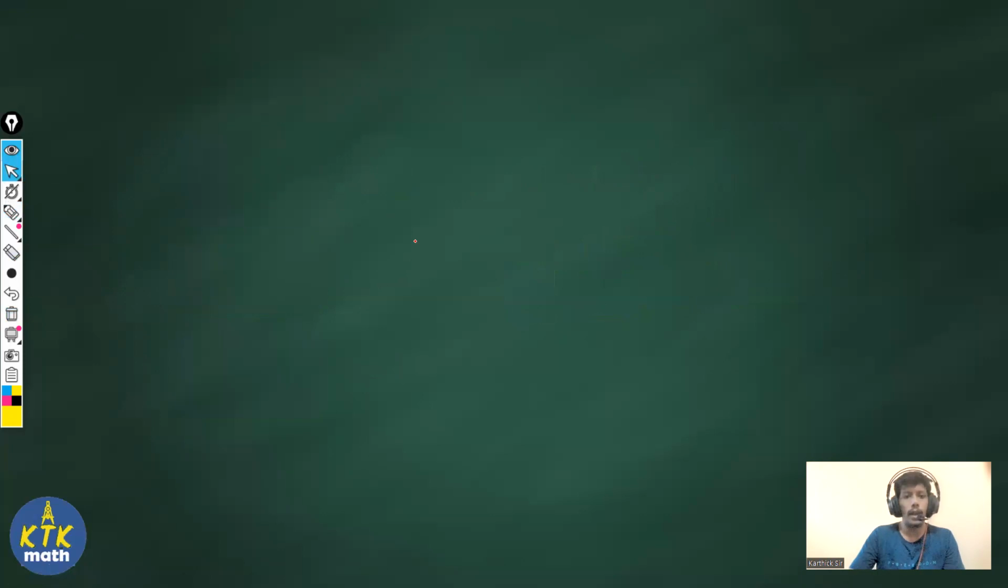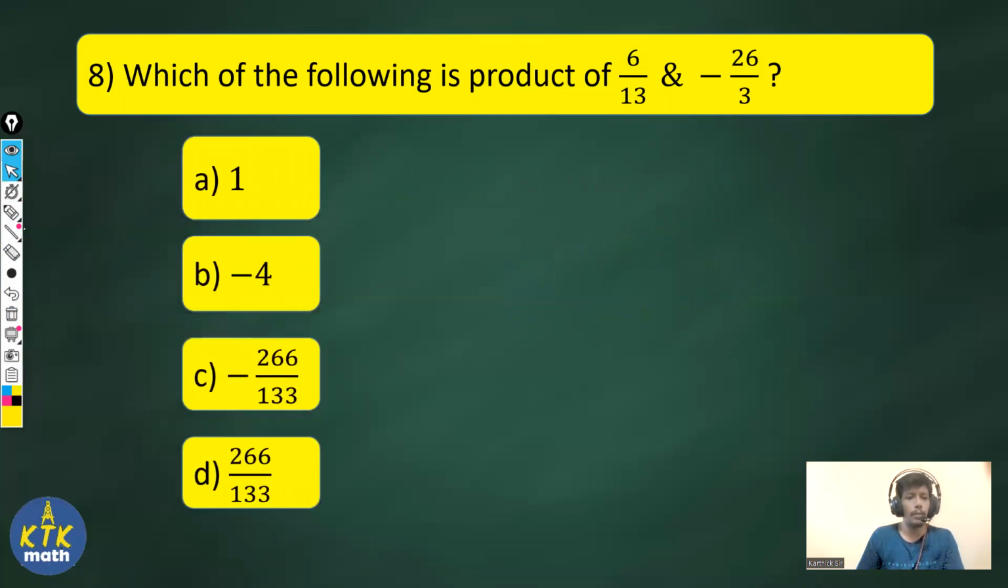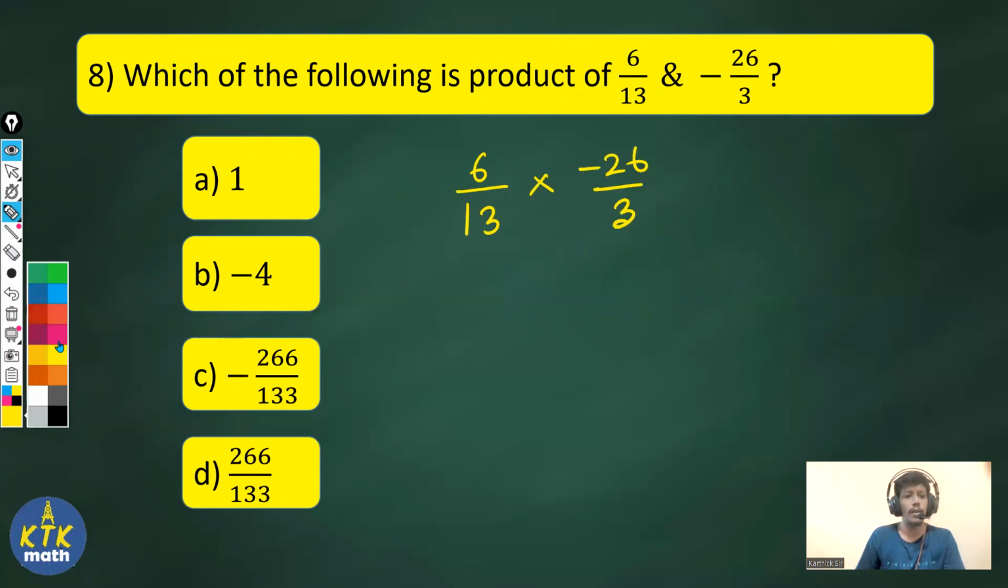Okay, now question number 8. We have a few more. Just continue watching. Which of the following is the product of these two? So we need to multiply them. So just write down. We need to multiply here. So 6 over 13 times negative 26 over 3. Try to do the cancellations and find the answer by yourself if possible. You can pause the video and try. This is very easy, right? We are going to do it with the help of cancellations only.